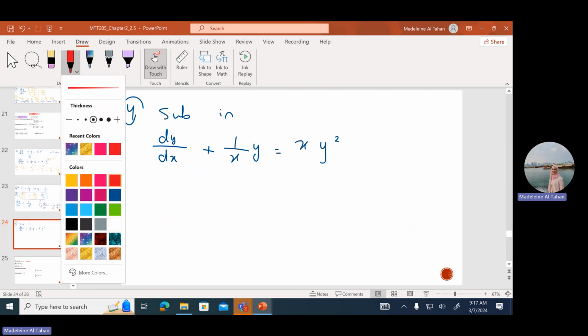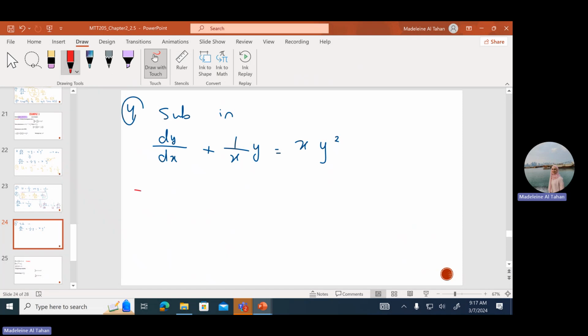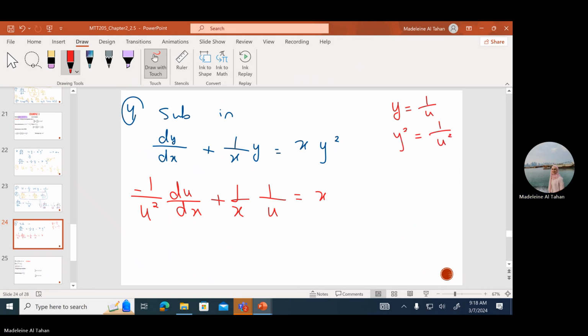So dy by dx, we will put instead of it minus 1 over u squared du by dx. Is it okay? Plus 1 over x, y, what was y? 1 over u, and here x, y is 1 over u, y squared is 1 over u squared. This step, are we okay with it?